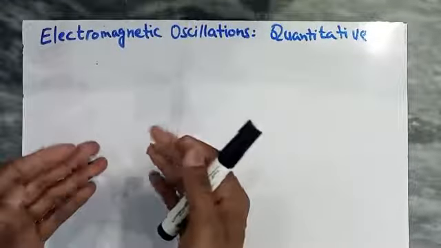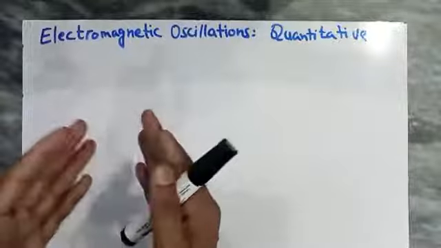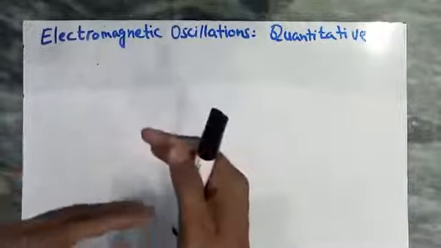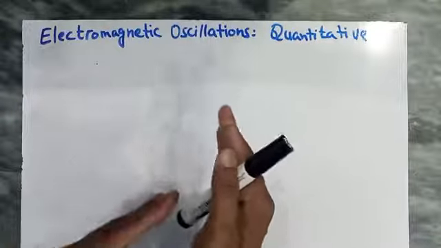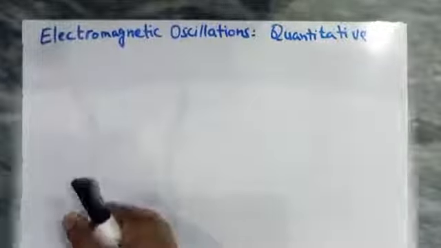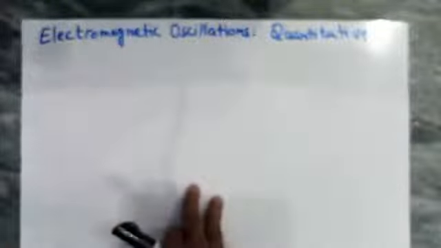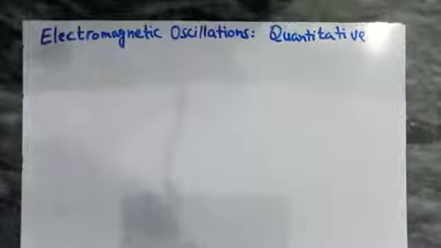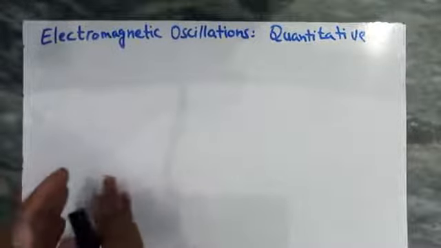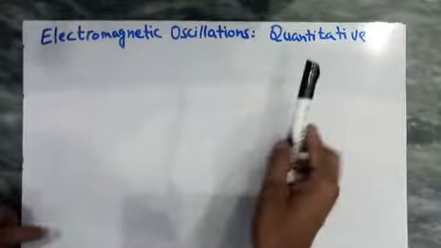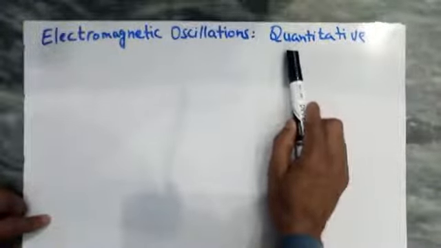We discuss how energy oscillates between electric field and magnetic field. And we see that when electric energy is maximum, then magnetic energy is zero in an LC circuit. All these things we have discussed in the previous lecture. Now in this lecture, we are going to discuss the same thing quantitatively, that is, showing the results by equations.